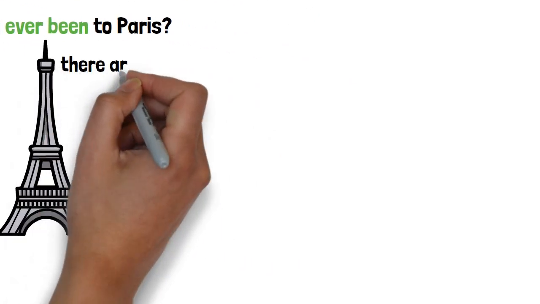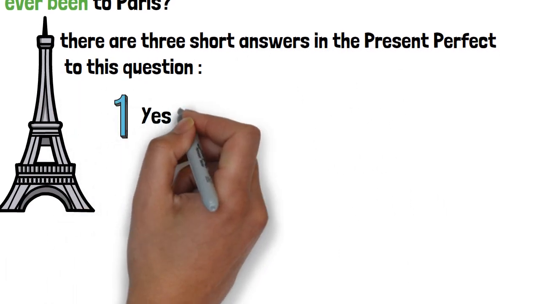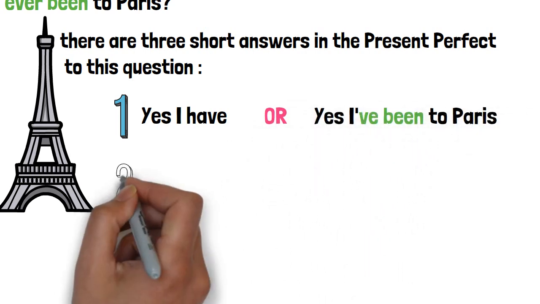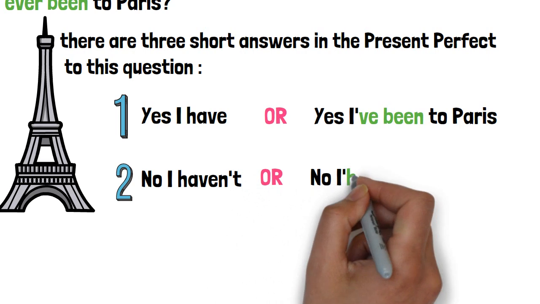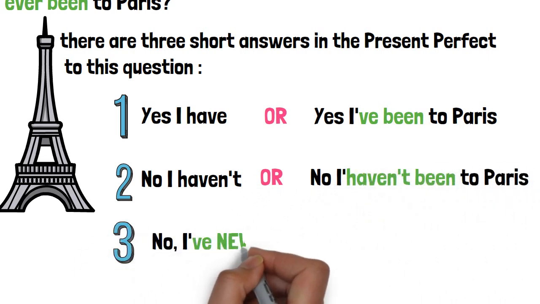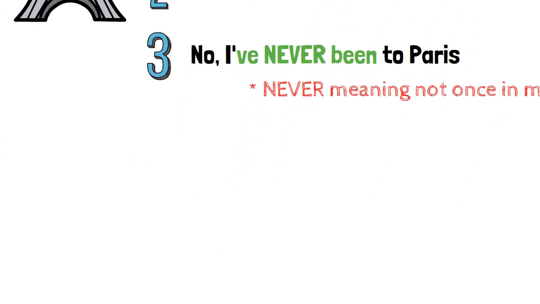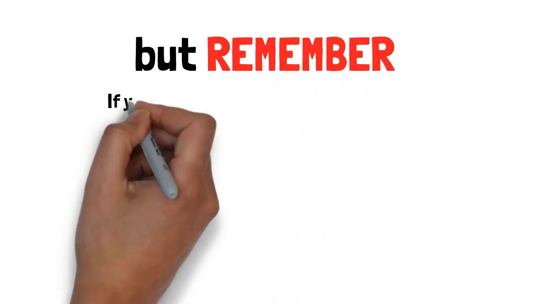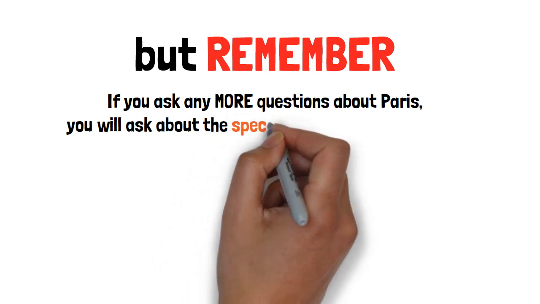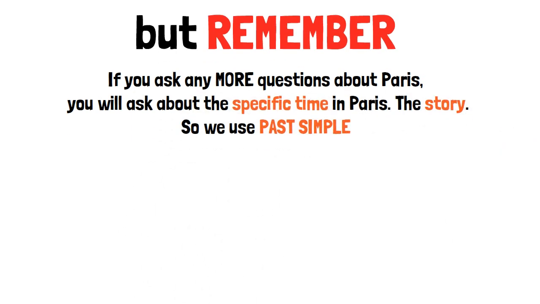There are 3 short answers in the present perfect to this question. 1, yes I have, or yes, I've been to Paris. 2, no I haven't, or no, I haven't been to Paris. Or 3, no, I've never been to Paris. Never meaning not once in my life. But remember, if you ask any more questions about Paris, you will ask about the specific time in Paris, the story. So use past simple.